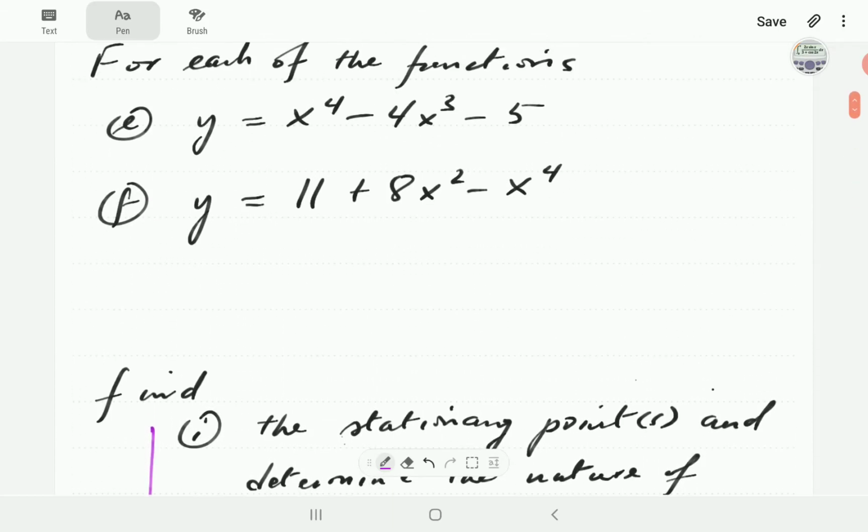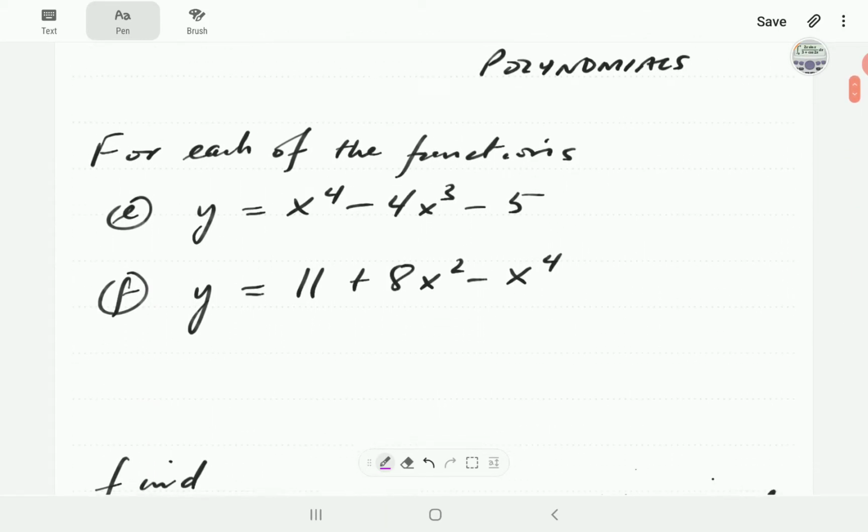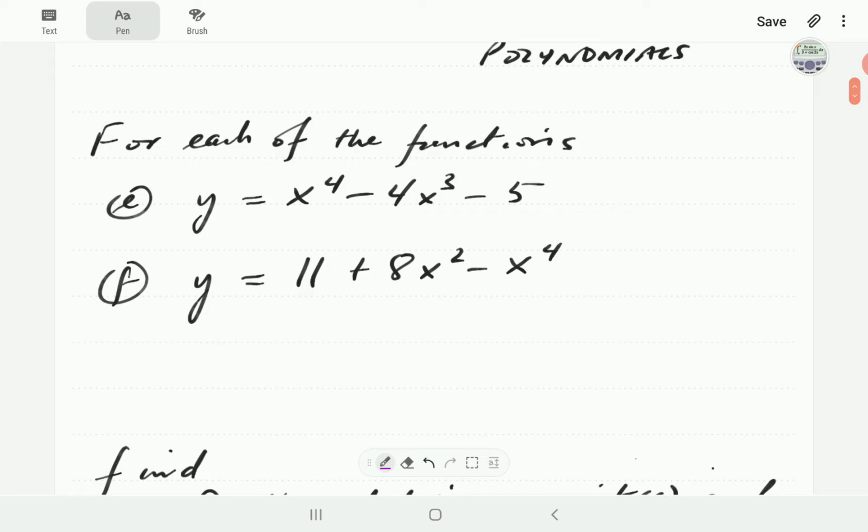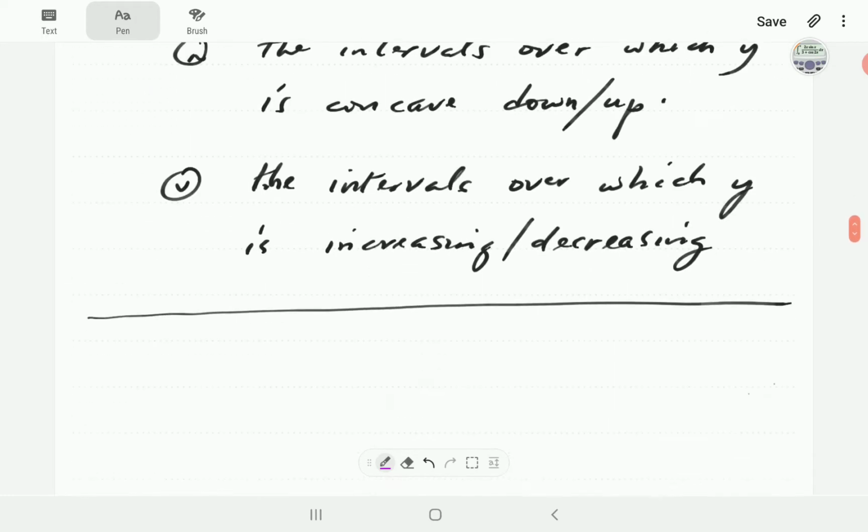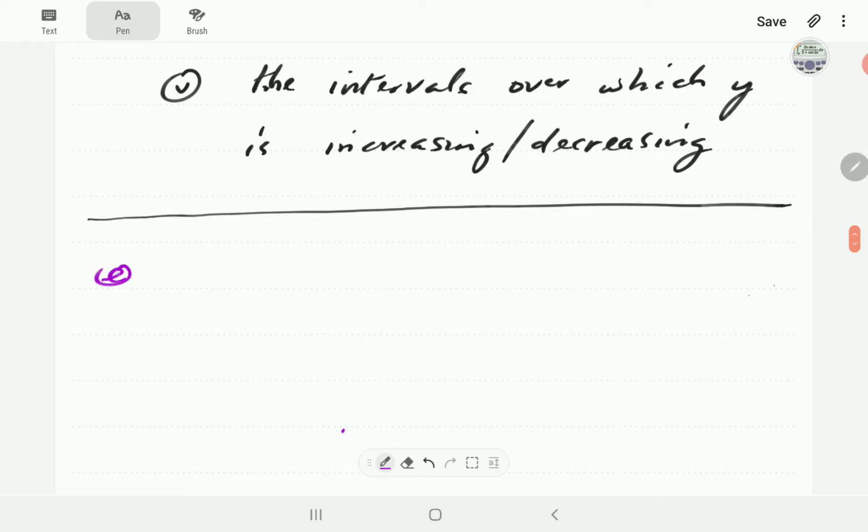So let's start with example number E. This is example number E because A, B, C, and D were done in the two other previous videos. Okay, so in E, our function is x to the power of 4 minus 4x cubed minus 5.